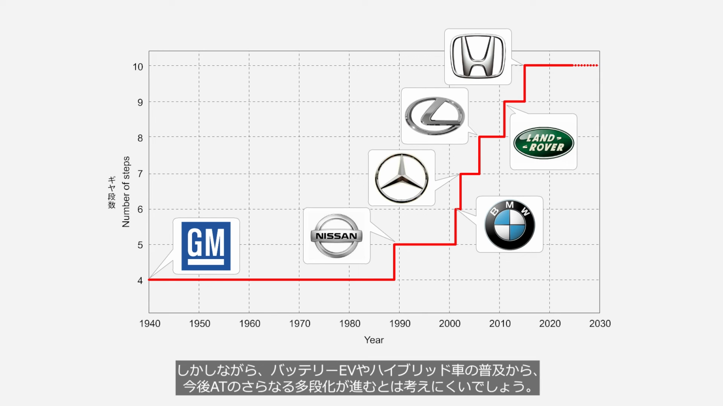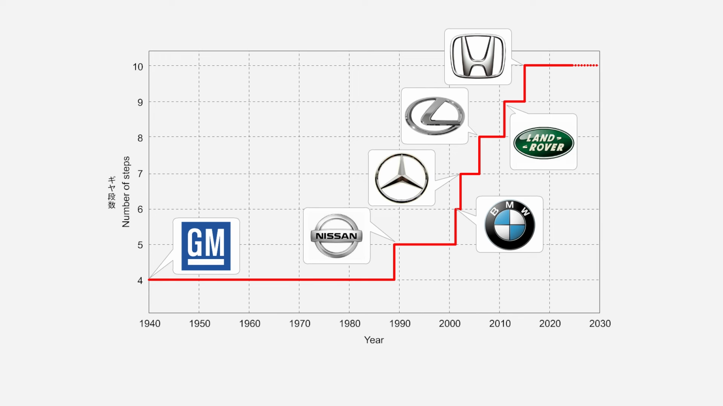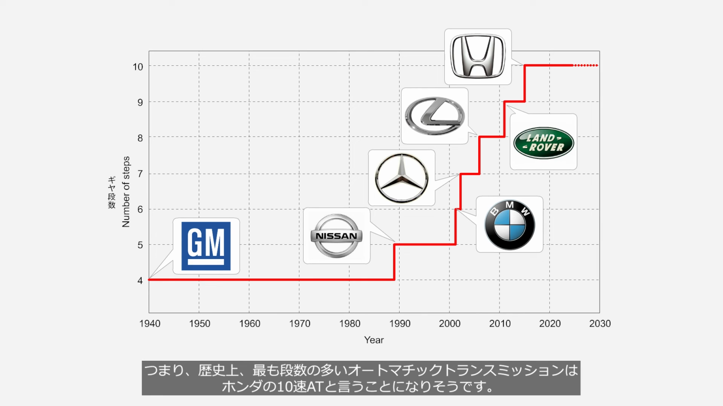However, with the increasing adoption of battery EVs and hybrid vehicles, it is unlikely that further multi-speed developments in automatic transmissions will continue in the future. In other words, it might be said that historically, Honda's 10-speed is the automatic transmission with the most gears.